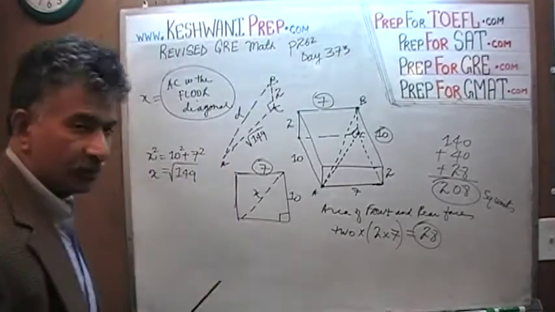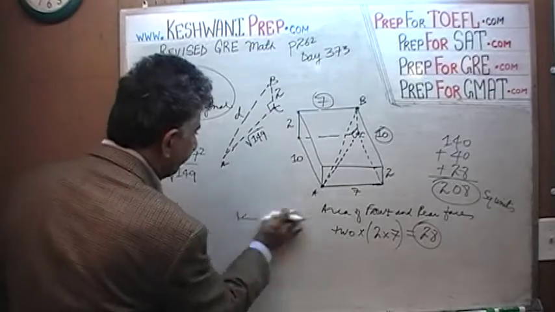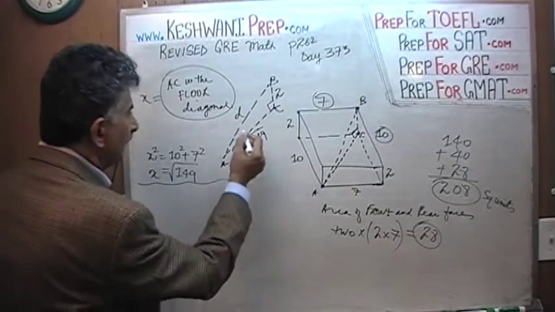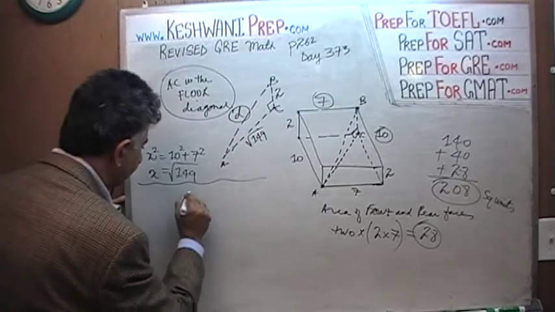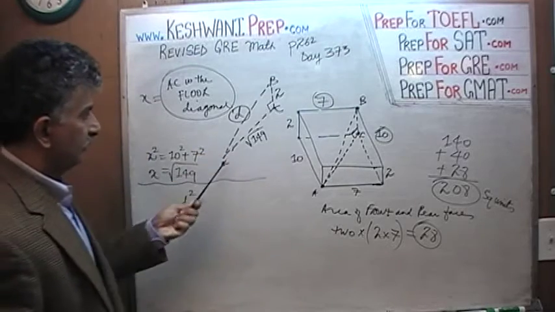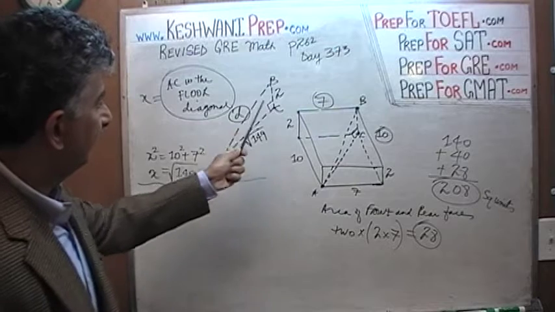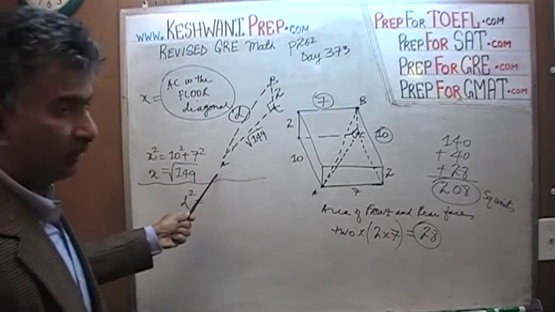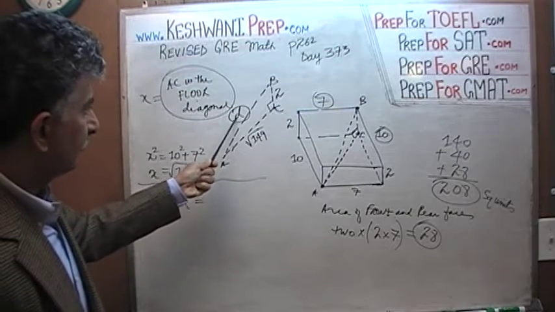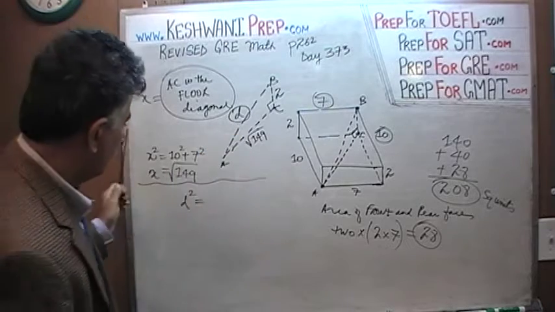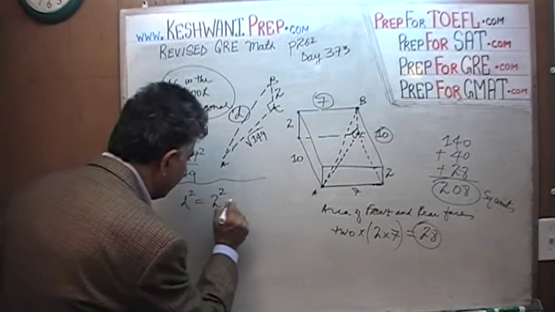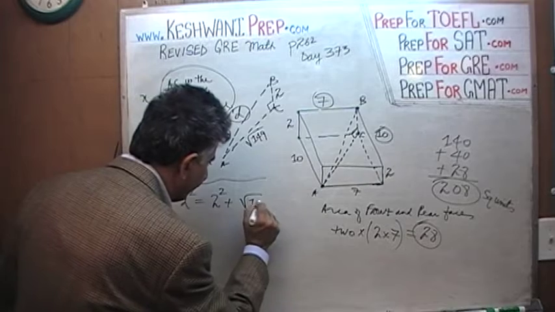We no longer need the picture of the floor, so I'm going to erase it. And now we're going to solve for the diagonal, and we're calling it D for diagonal. Diagonal squared, which is the hypotenuse of the triangle ABC. In the right angle triangle ABC, D, the diagonal that we're interested in, is the hypotenuse, so D squared is going to be equal to the square of 2 plus the square of root 149.